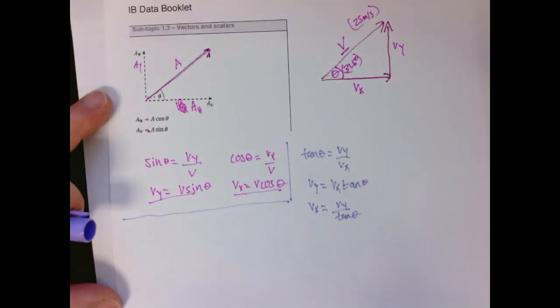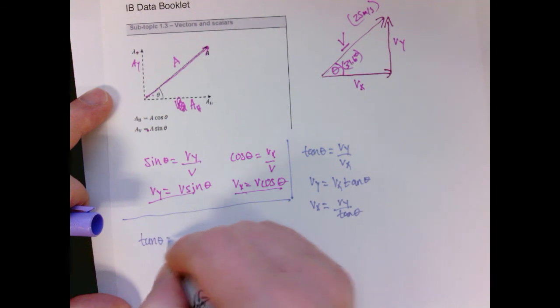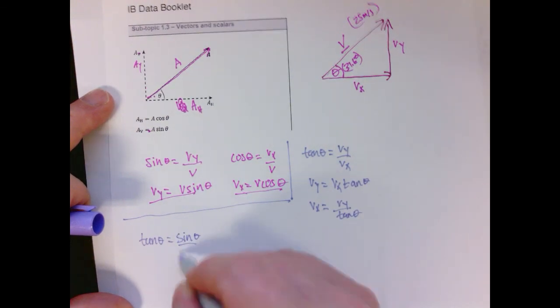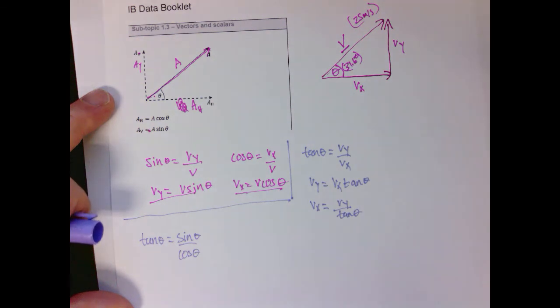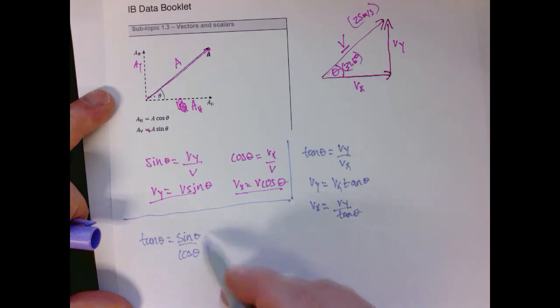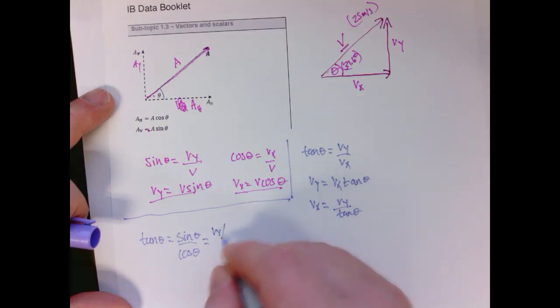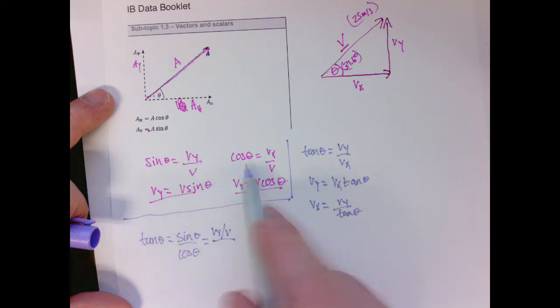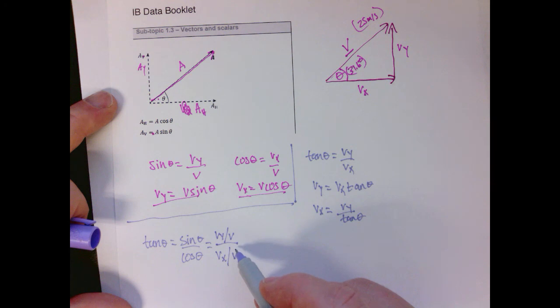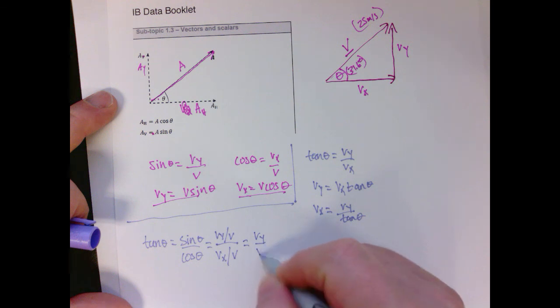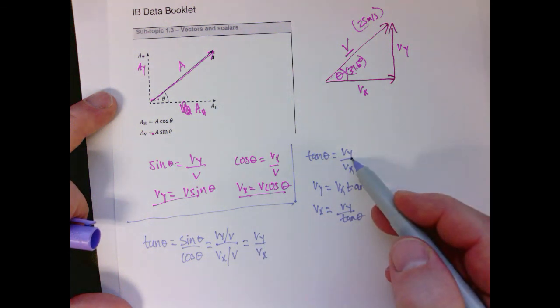Now you may remember from trigonometry that tan theta equals sine theta over cosine theta. That should be an identity that you remember. So what is sine theta? Sine theta is Vy over V. What is cosine theta? Cosine theta is Vx over V. When I divide these out, the V's will cancel, and I'm going to be left with Vy over Vx, which is this right here.